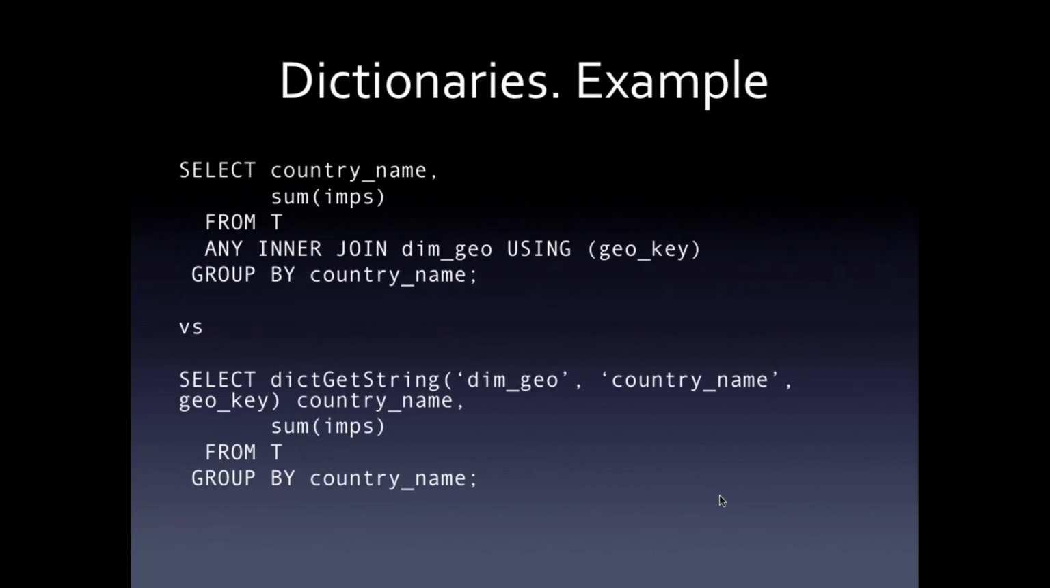There is a query that uses a join in ClickHouse SQL dialect, and the same query rewritten using a dictionary and the dictionary access function. As you see, this dictGetString function accesses the dictionary with the country name column in this dictionary and uses geo key as a key. So instead of a query with a join, you have a query without a join. This is all we wanted to do.